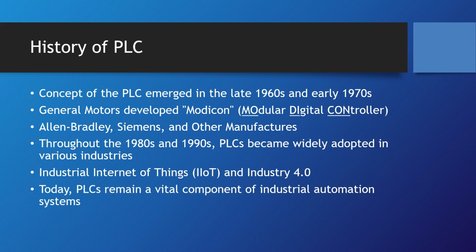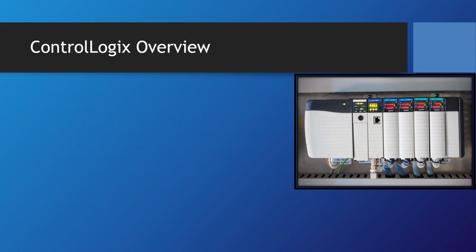Today, PLCs remain a vital component of industrial automation systems, facilitating precise control, data collection, and analysis in various industries worldwide. They continue to evolve alongside emerging technologies, playing a critical role in the ongoing digital transformation of manufacturing and industrial sectors. ControlLogix Overview. We will be focusing on the ControlLogix family of PLCs, also referred to as PAC, Programmable Automation Controllers, in this session.